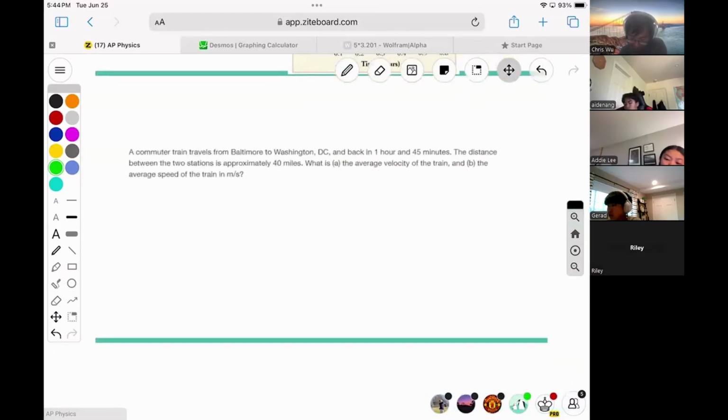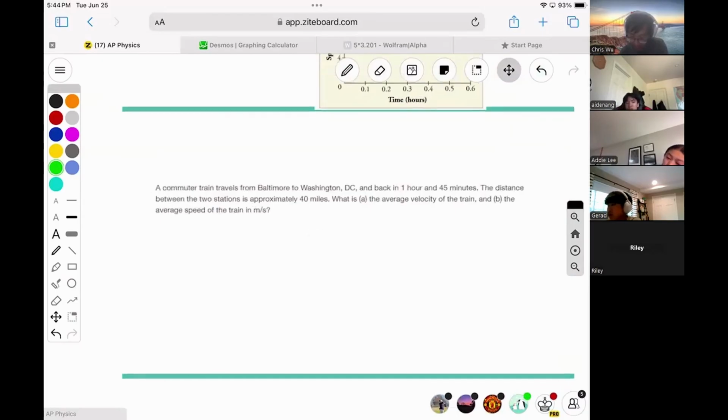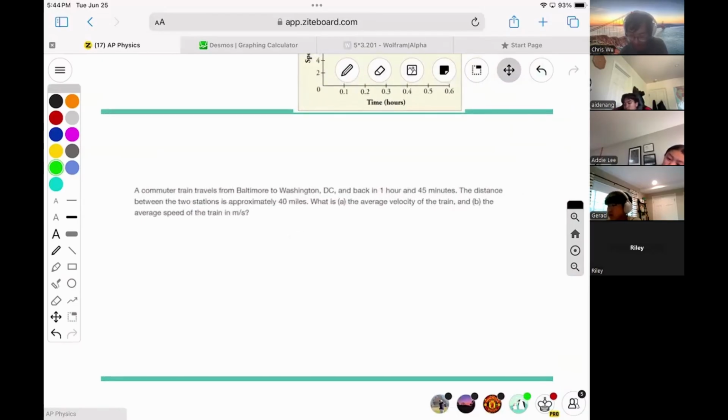Okay, let's take a look at this question. A commuter train travels from Baltimore to Washington, D.C. and back in 1 hour and 45 minutes. The distance between the two stations is approximately 40 miles. What is the average velocity of the train and what is the average speed of the train? Let's give that a try. Hey, I see some answers in chat. Good.